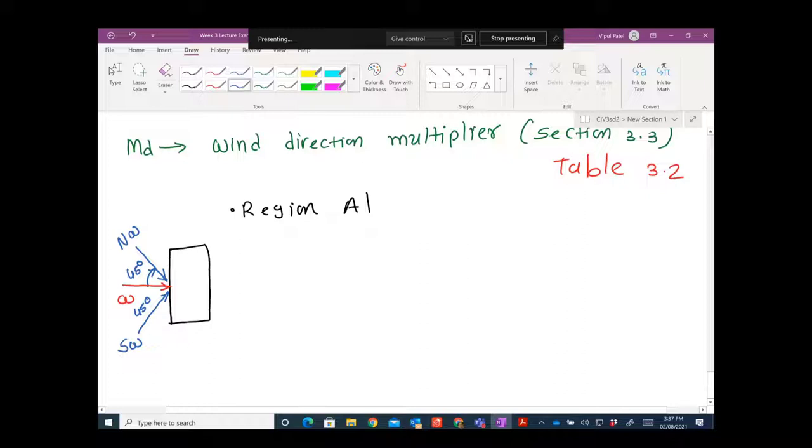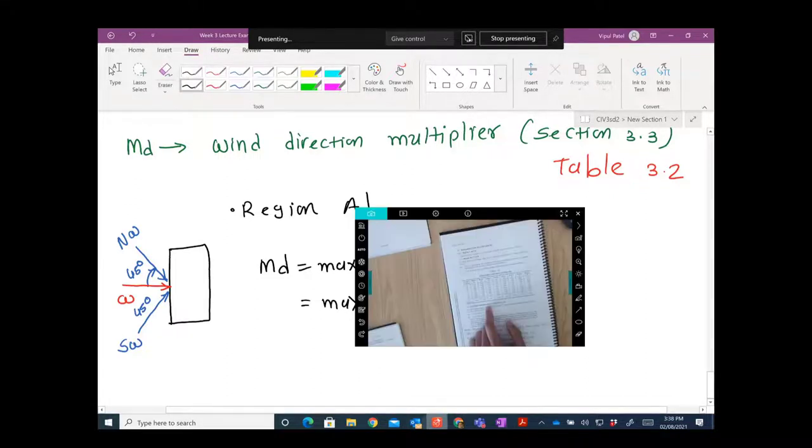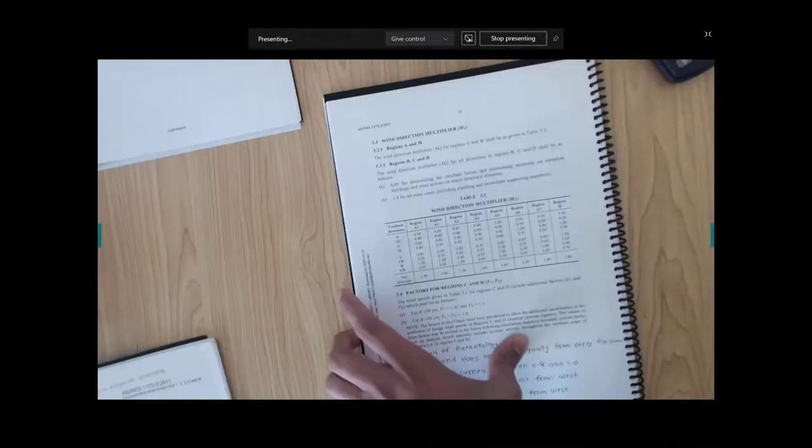You need to take plus 45 and minus 45 from that direction, and you take the maximum. So MD is equal to the maximum of that. Northwest, then you have a wind coming from the west, and then you have southwest, right? These are the wind directions that are coming, and this is 45 degrees to both sides, okay? I will show you a different way as well. You will experience this maximum thing as well.